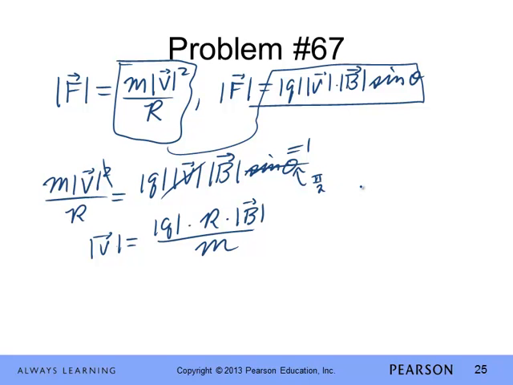So one of the pieces cancels. So these pieces cancel, okay? Because it's all just multiplication.